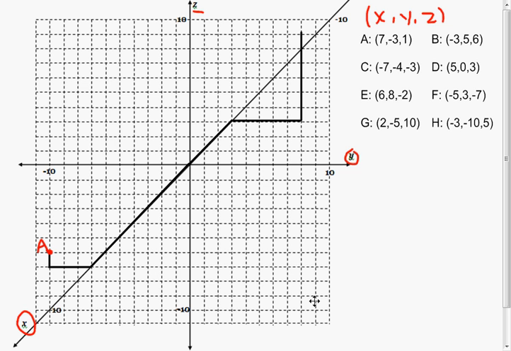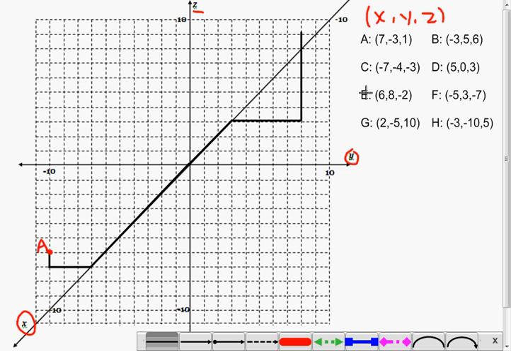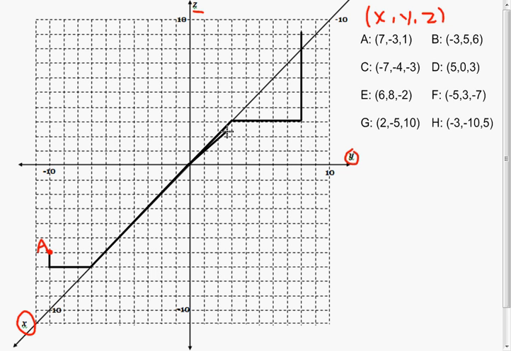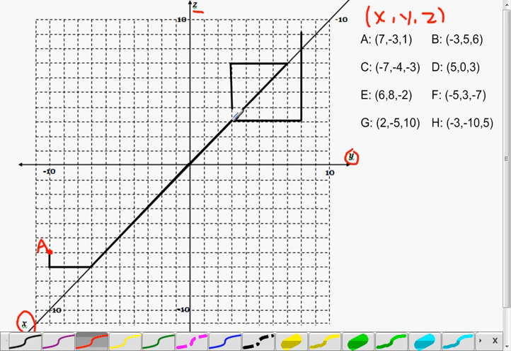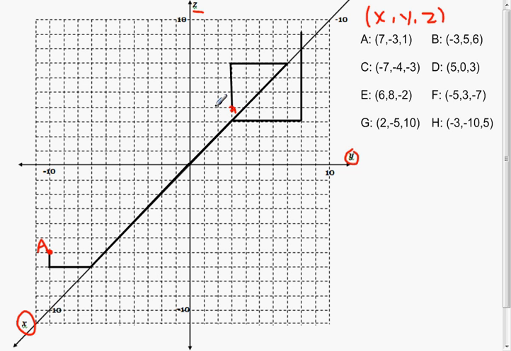We'll do C and D, and then we'll call it good for this part. For C, we would go -7, -4, -3. So we're going to go back diagonally 7: 1, 2, 3, 4, 5, 6, 7. Then -4, so 1, 2, 3, 4, and then down 3 right there. So it's back to the left and then down. That's going to be point C right here. Let's label that C, and this one here is B. Hopefully you can see that this is above and this is down below.